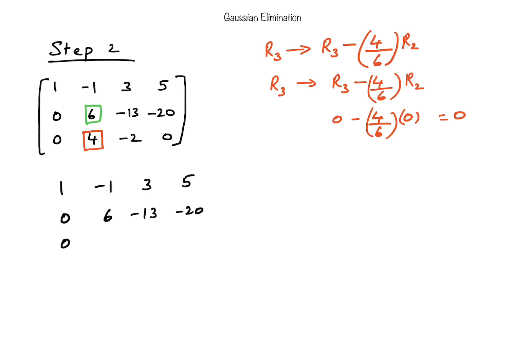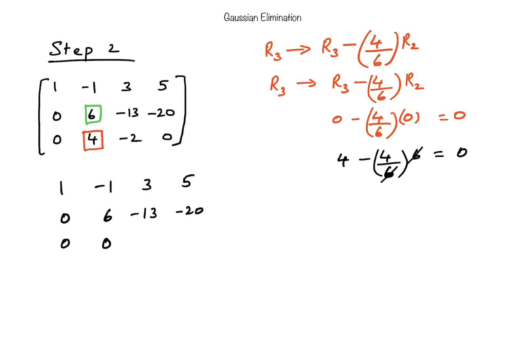Okay. Next we move on to the second number, which is 4. So in place of R3 we are going to put this 4, and in place of R2 we are going to put the 6. So the second number is 4 minus 4 by 6 into 6. So the 6 and 6 will cancel. 4 minus 4 is 0, which is what we want to do. So we got the 0.